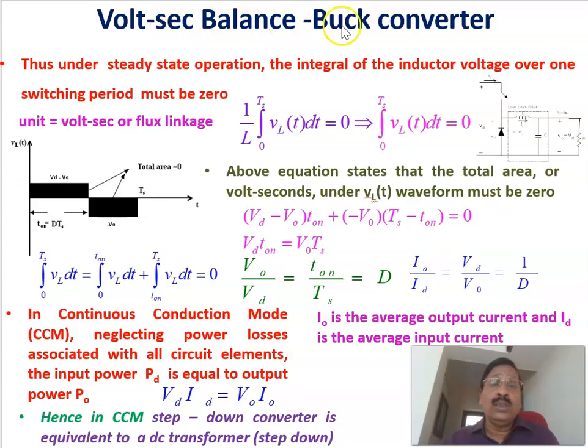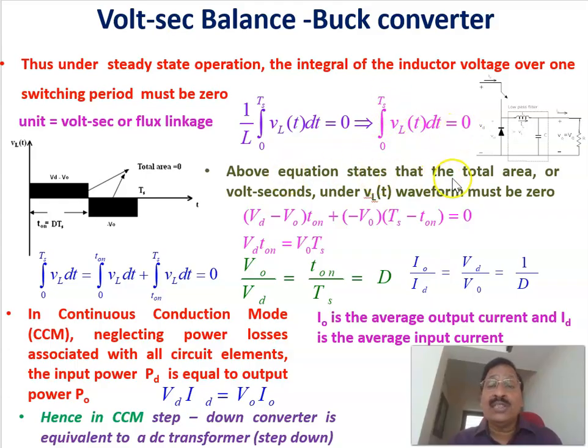Now, continuing the volt second balance of the buck converter, under steady state condition, the integral of the inductor voltage over one switching period must be equal to 0. The unit of volt second is nothing but voltage into time, it is a flux linkage. Therefore, the net flux linkage over one switching period should be equal to 0, and the net change in flux should be equal to 0. Otherwise, the core gets saturated. Therefore, 1 by L integral 0 to Ts VL(t) dt should be equal to 0.